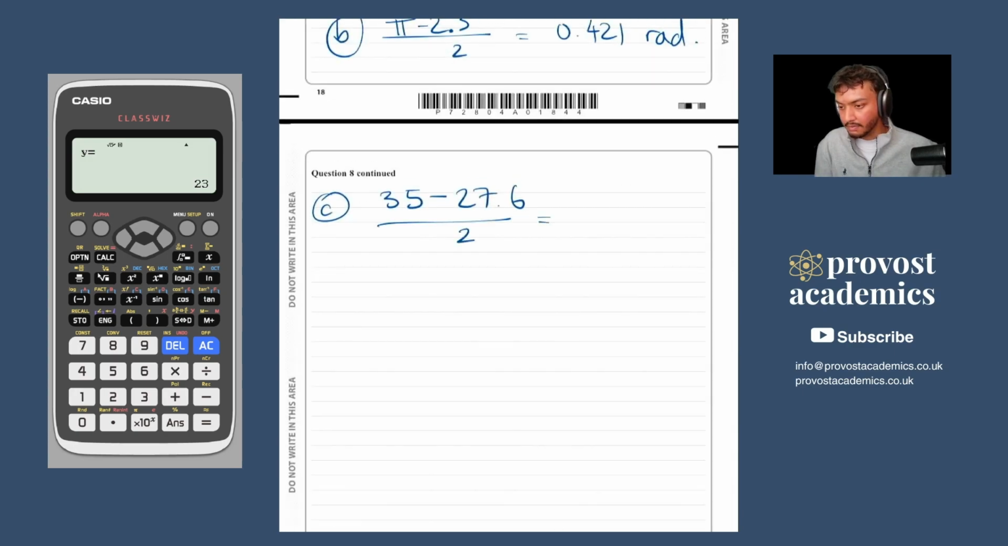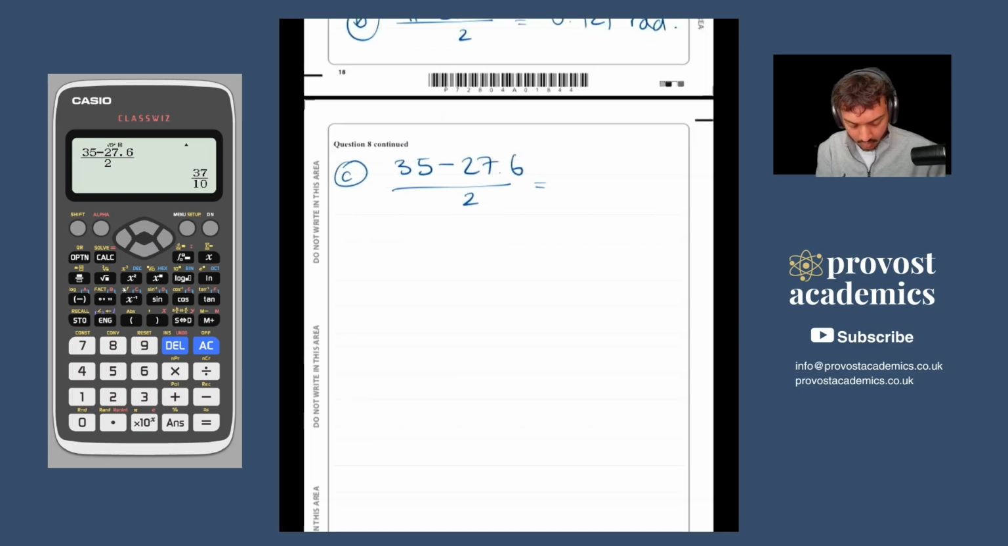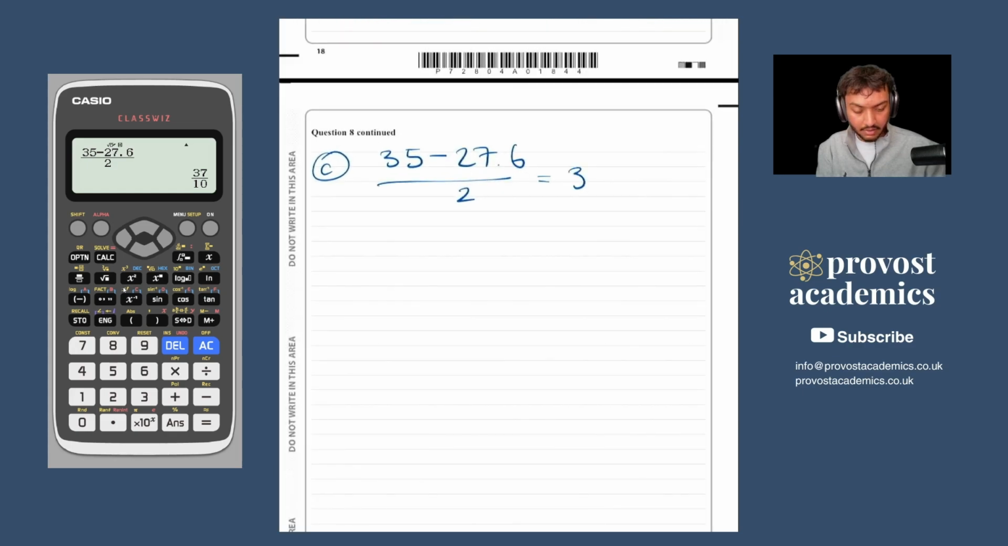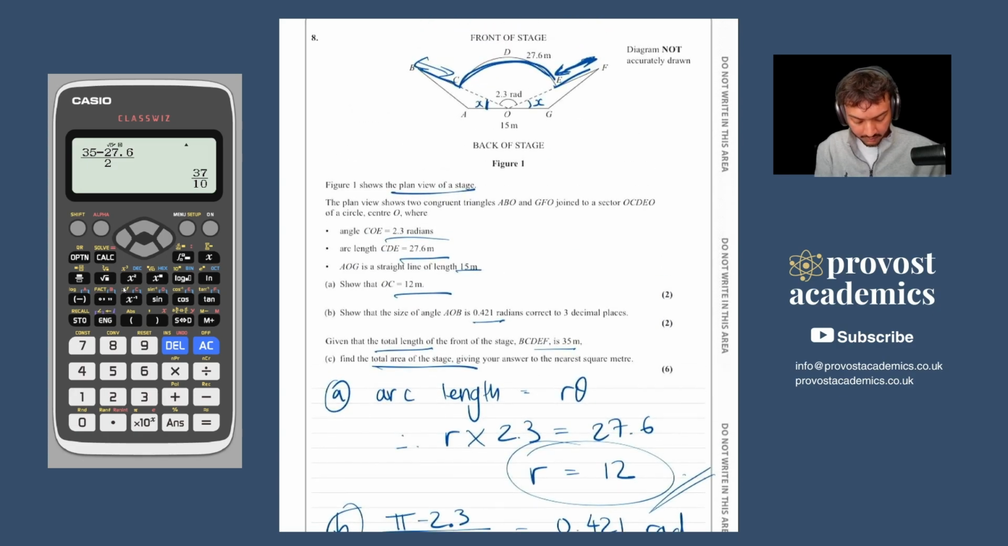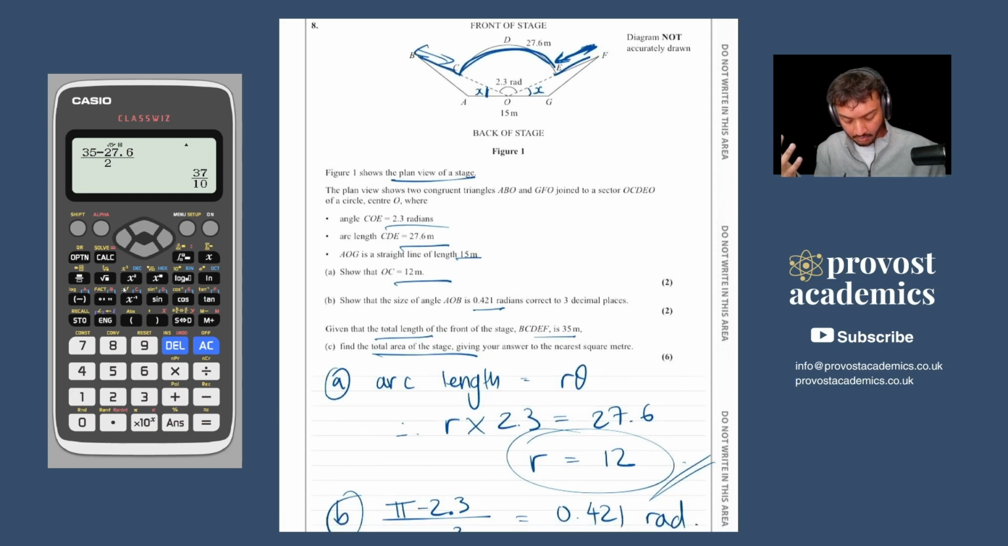So if I come back to my calculator, we're looking for 35 take away 27.6 over 2, 3.7. Sorry, so we're looking at 3.7 centimeters for that. Cool. And if you're now trying to find the entire area, my plan is I find the area of one of these triangles, and I find what the area of the sector is, then I can multiply the two triangles, add them up, and I get the entire area that I'm looking for.